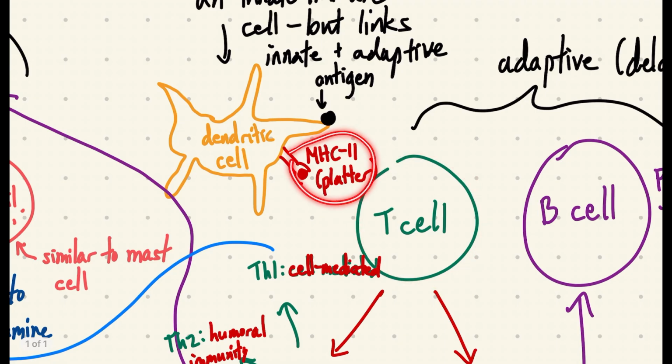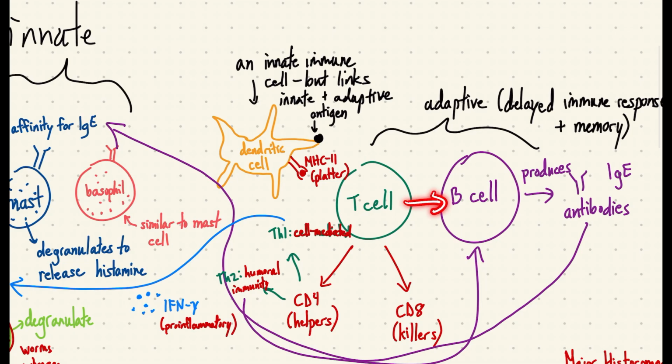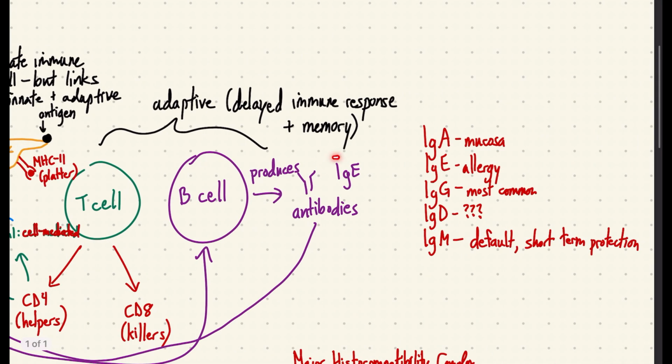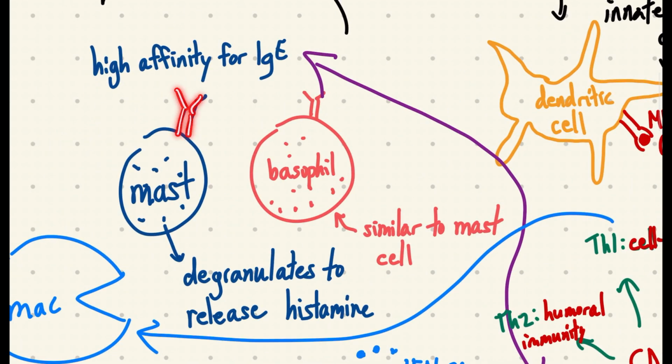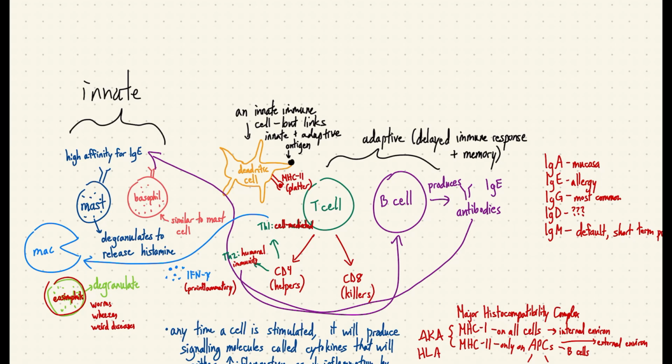You don't have to necessarily say that it's MHC2 if you don't remember that. It's going to present to a T cell. The T cell is going to stimulate B cells to produce IgE antibodies. These IgE antibodies will bind to the surface of mast cells and basophils and coat them. The next time that you see the same allergen, a peanut or whatever, it's going to bind to this antibody and then stimulate the mast cells and basophils to release their contents and degranulate. And that degranulation releases histamine or leukotrienes or whatever, and those cause inflammation. Okay? That's your type 1 hypersensitivity.